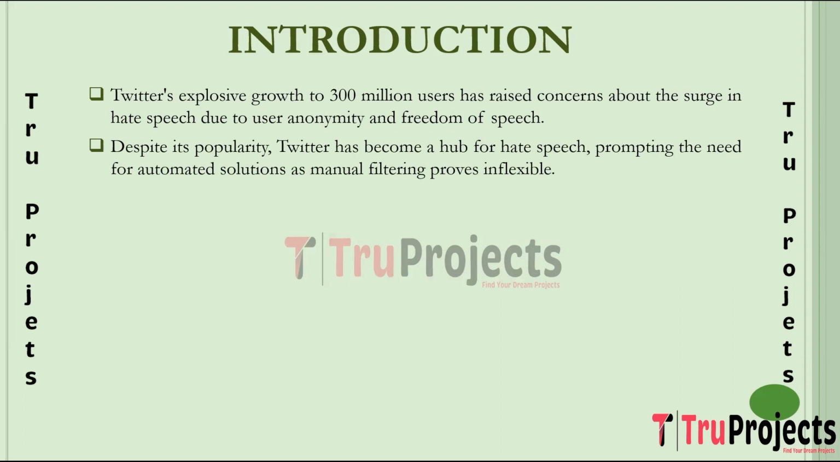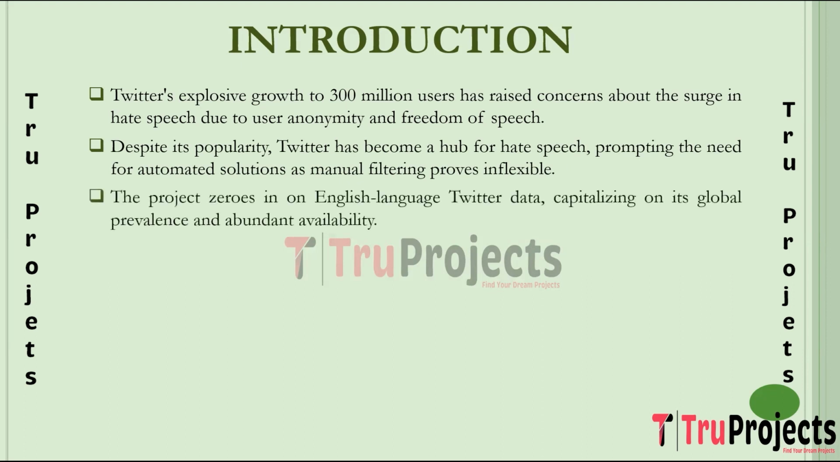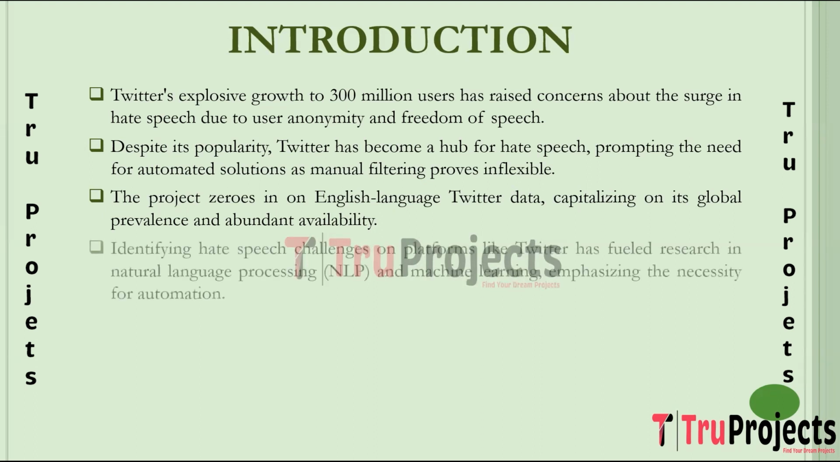Social media companies have responded by deleting hateful content, but the manual filtering process is deemed inflexible, prompting a need for automated solutions. So, this project narrows its focus to Twitter text in English due to the language's global prevalence and the availability of abundant data. The increasing challenges associated with identifying and addressing hate speech on social media, particularly Twitter, have spurred research in the field of natural language processing and machine learning. Automation is considered imperative to enhance detection speed as manual methods lag behind the pace of computer based solutions.